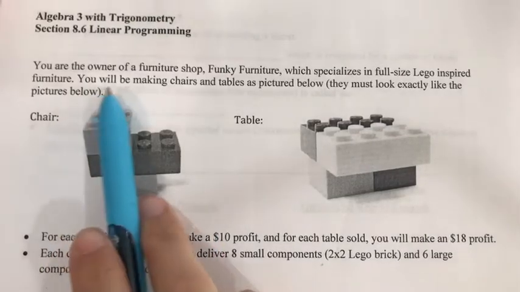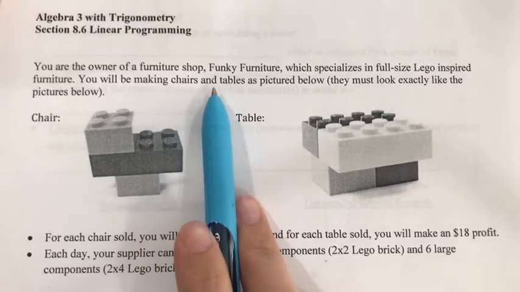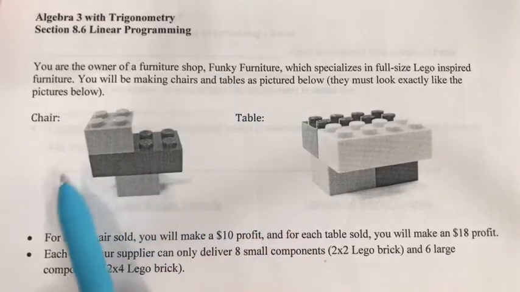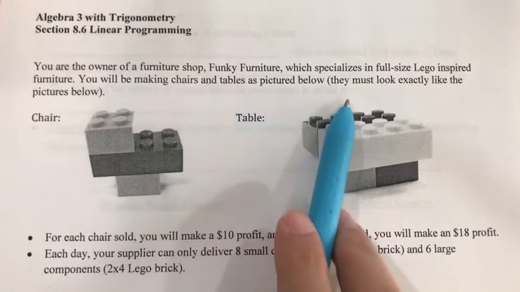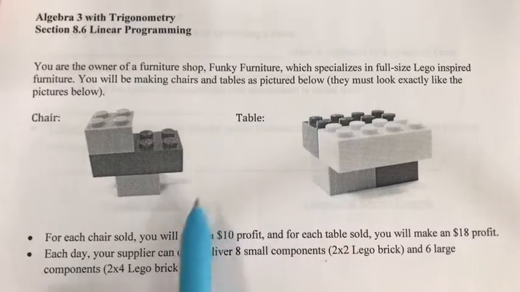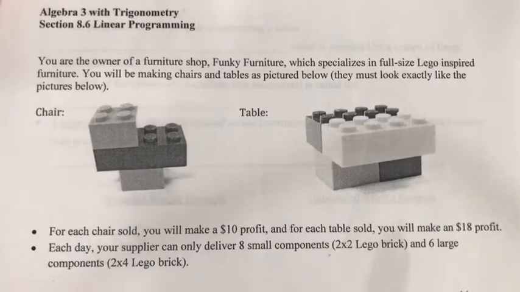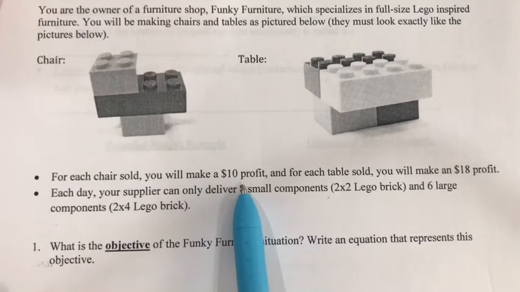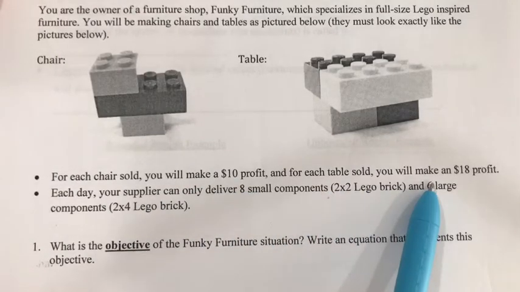So today we're going to talk about this situation over here. You're the owner of a furniture shop, Funky Furniture, which specializes in full-size Lego-inspired furniture. You'll be making chairs and tables as pictured below, and they must look exactly like the pictures. So we want to look at some of the information that they're telling us here. It says that for each chair sold, you're going to make a $10 profit. And for each table sold, you'll make an $18 profit.